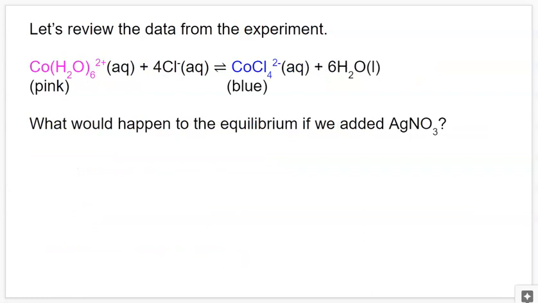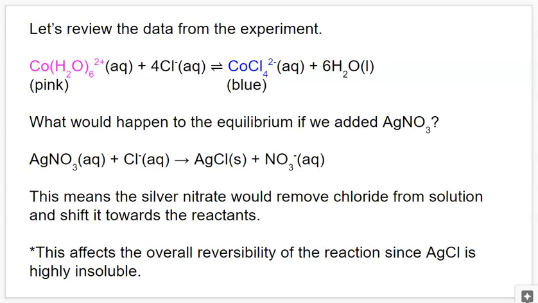Now, what would happen to the equilibrium if we added silver nitrate? Now, this wasn't covered in the experiment, but I want to talk about it. So when silver nitrate is added into the solution, the silver is going to react with the chloride to make silver chloride precipitate and then nitrate ions. So even though this is like a separate reaction, it's going to affect the equilibrium because the silver is going to combine with chloride and make silver chloride, and that's removing chloride from the solution. So if I'm losing chloride on the reactant side, that's going to upset the equilibrium.